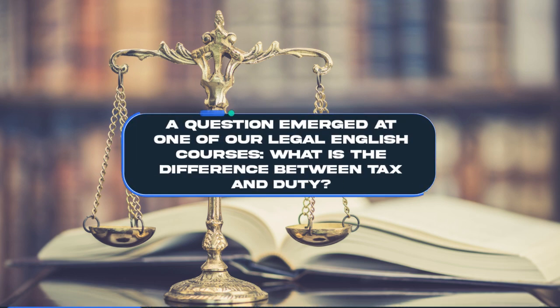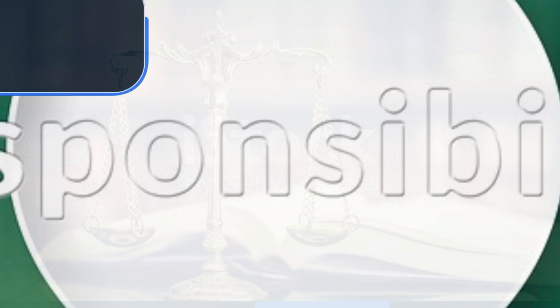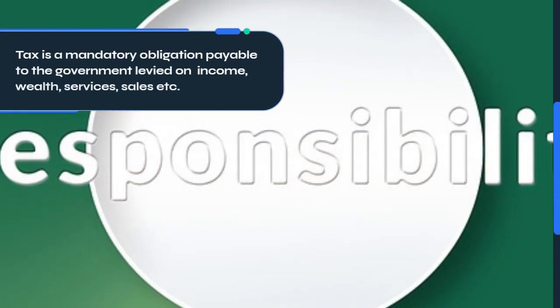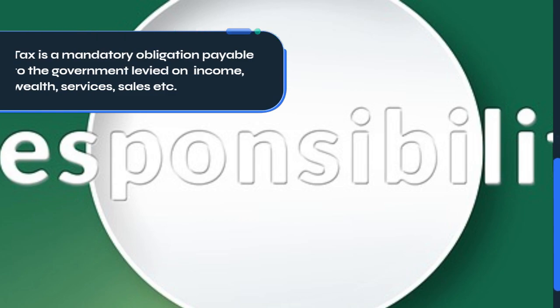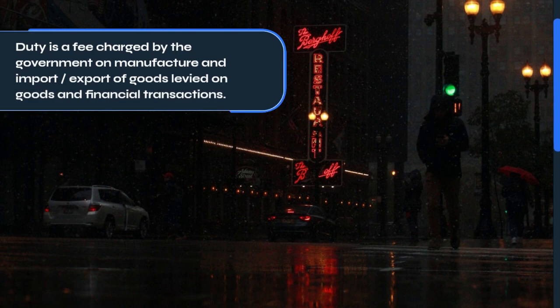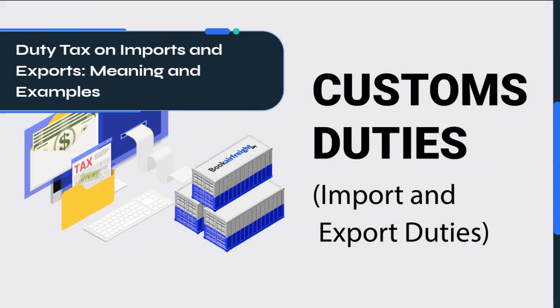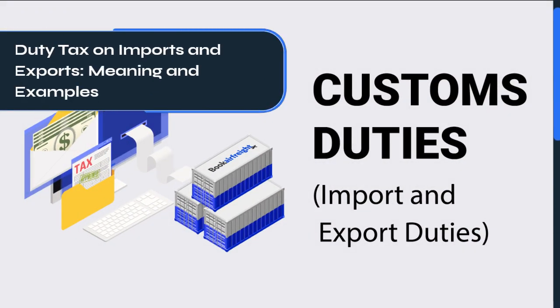A question emerged at one of our legal English courses: what is the difference between tax and duty? Tax is a mandatory obligation payable to the government levied on income, wealth, services, sales, etc. Duty is a fee charged by the government on manufacture and import, export of goods levied on goods and financial transactions. Duty tax on imports and exports, meaning and examples.